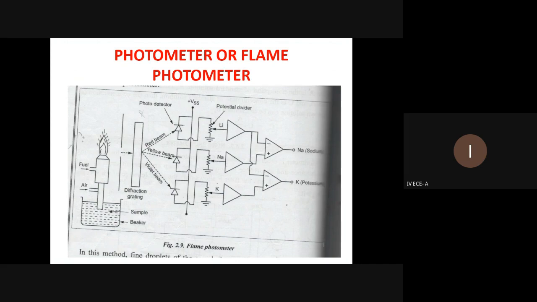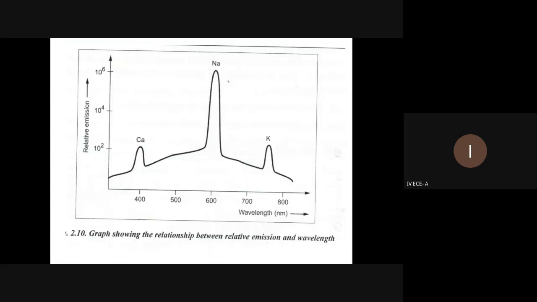Filters select which colors the photometer detects and exclude the influence of other ions. Before use, the device requires calibration with a series of standard solutions of the ions to be tested. Flame photometry is crude but cheap compared to flame emission spectroscopy. So this is the flame photometer.